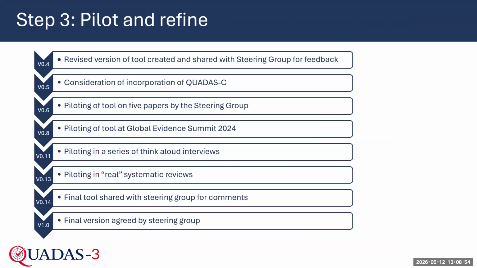And that draft was further refined through lots of different stages. I think we started with version 0.1 and ended up with version 0.14 before we got to the final version. We went through a series of piloting exercises. We had the steering group do some piloting on a set of 5 papers that were taken forward and are now worked examples to show you how to use the final QUADAS tool.